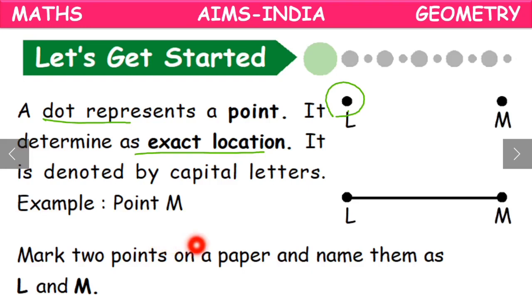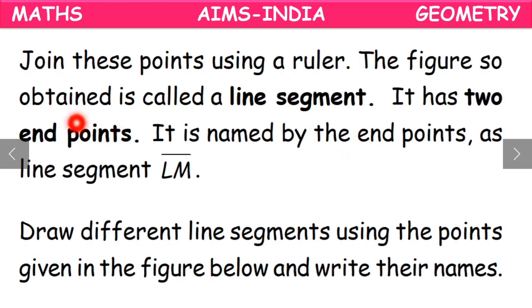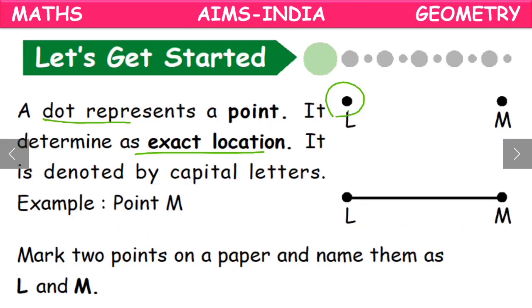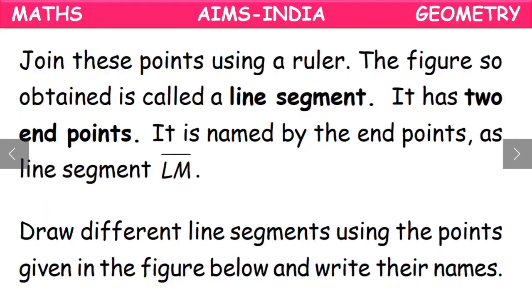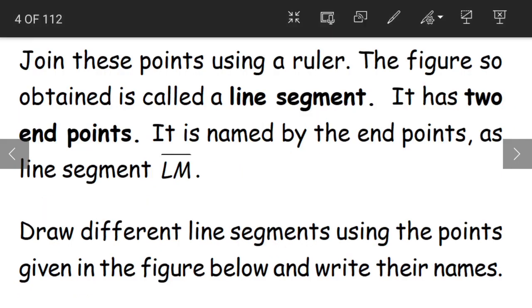Mark 2 points on a paper and name them as L and M. Now what is the activity here? We have to mark 2 points. This is point L and this is point M. Now join these points using a ruler. The figure so obtained is called a line segment. What are they saying? See here, what did we do? We are marking 2 points, point L and point M anywhere.